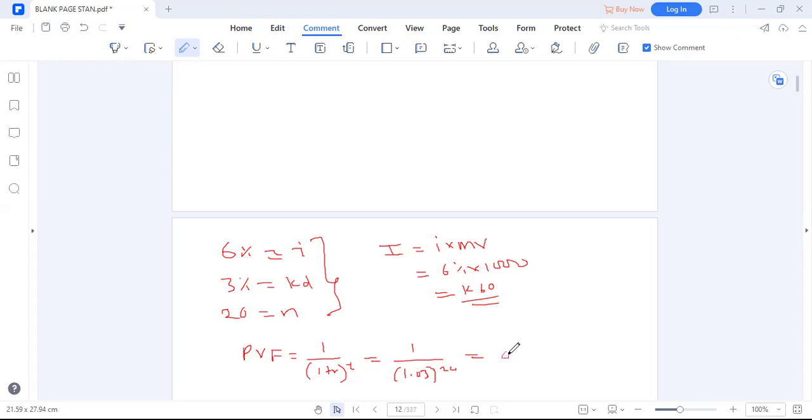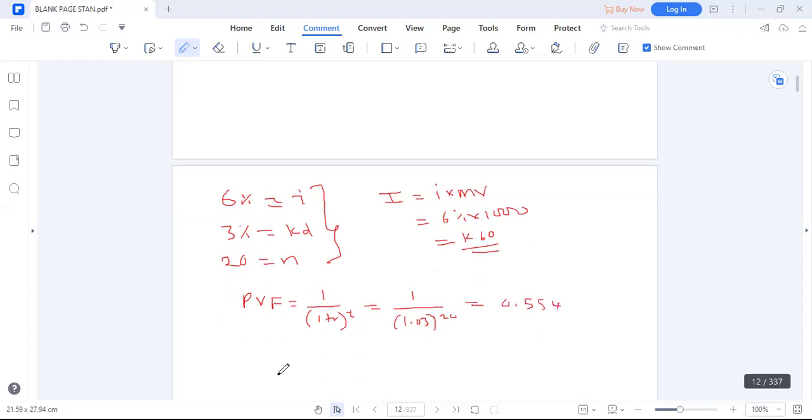We're getting 0.554. To find the present value annuity factor, we're going to say 1 minus 0.554 divided by the interest rate of 3%. So here we're going to get 14.877.